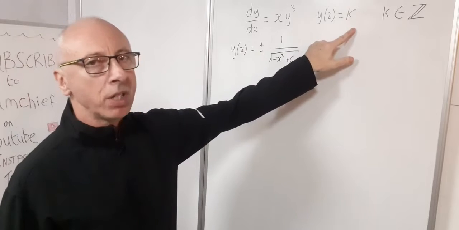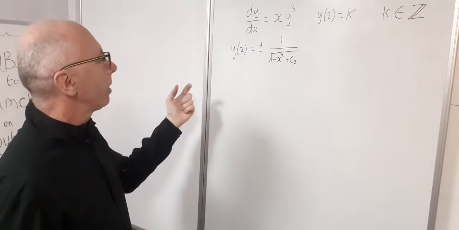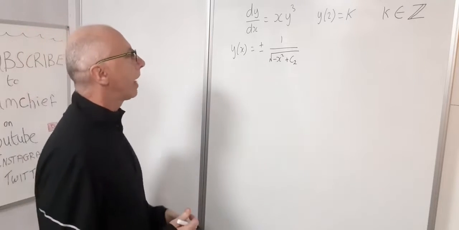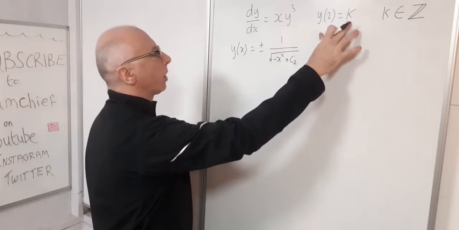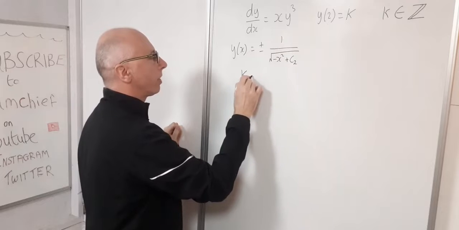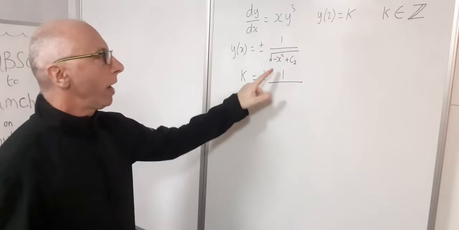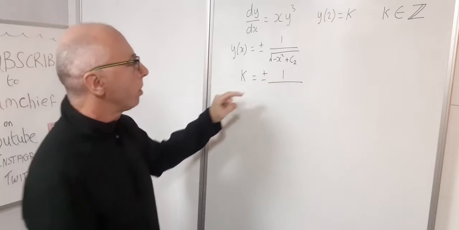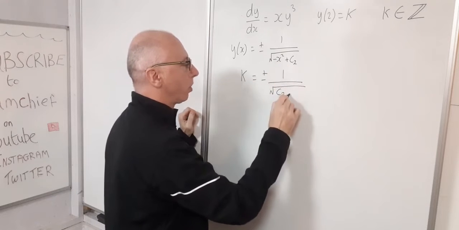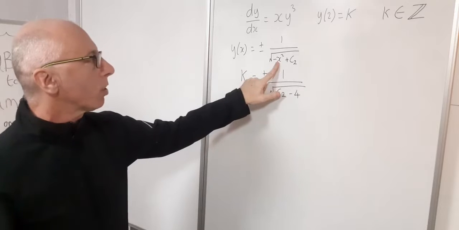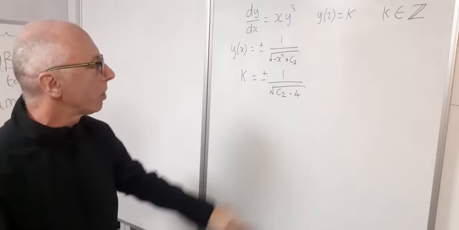But we know we've got some more information here. So y of 2 equals k. So let's try and move on a little bit and try and get this a little bit more narrowed down into what we want. So y of x, well here when x is 2 equals k. So I'm going to put a k on this side and call it plus or minus 1 over, where there's an x I'll put a 2. So I've got the square root of c2 minus 4, basically, because x squared when it's 2 becomes minus 4, so c2 minus 4.